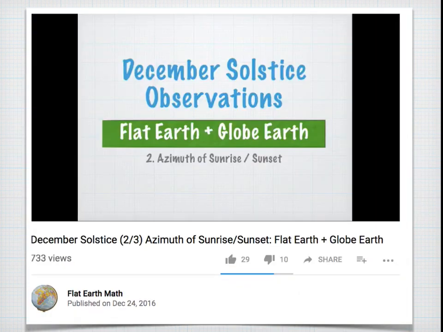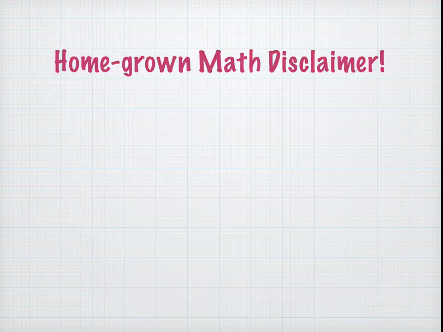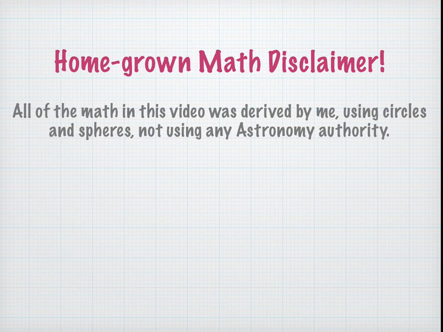But truth be told, this really is a reworking of the December solstice observation of the same name, the Azimuth of Sunrise and Sunset. Now I do want to give you a disclaimer, a homegrown math disclaimer. Basically every single formula in this entire presentation was derived, or actually just created, by me. I literally sat down with a piece of paper and started sketching out drawings, and I was figuring this stuff out myself. And I did it using circles and spheres, and I actually duplicate my steps during the presentation, so you can see exactly where the formulas come from.